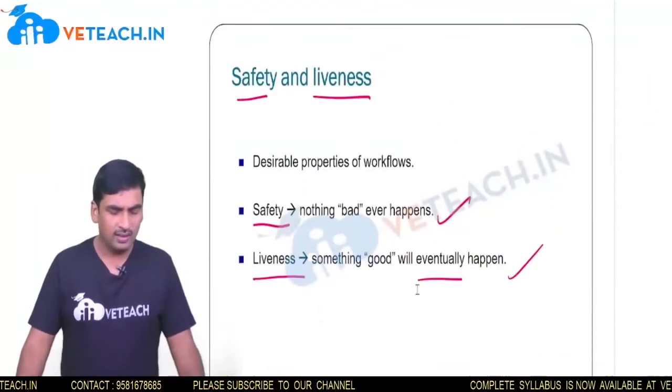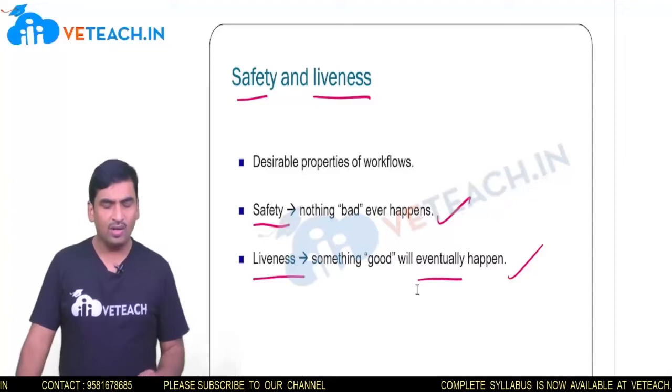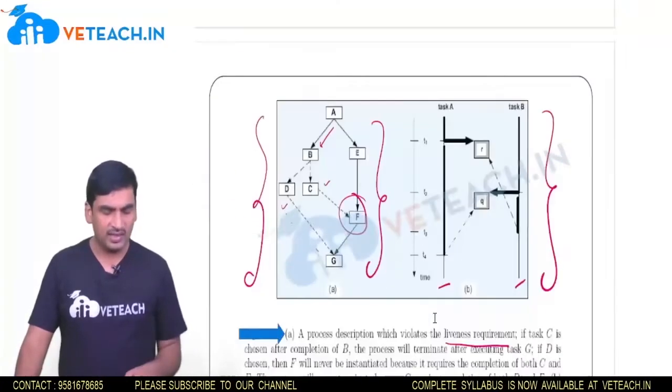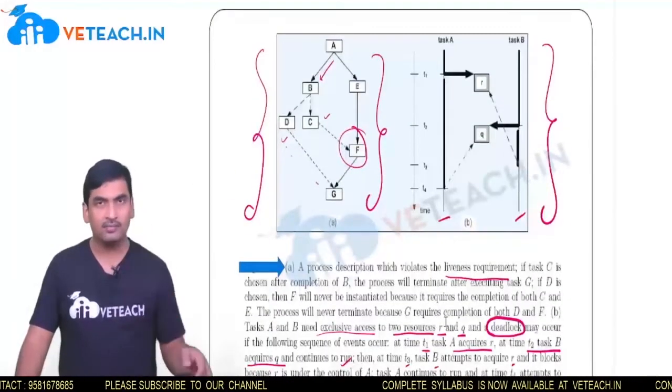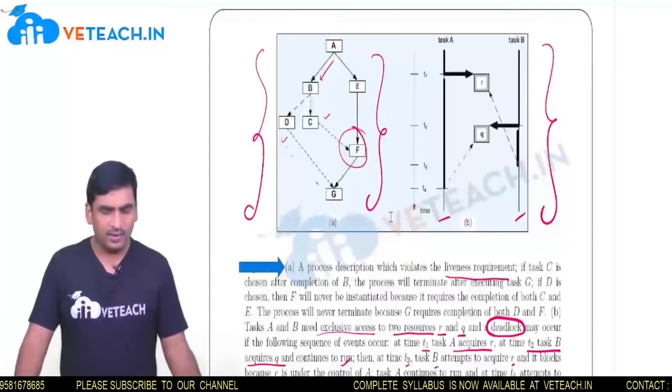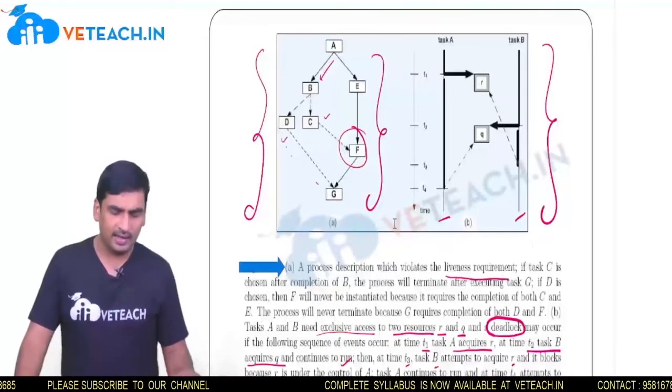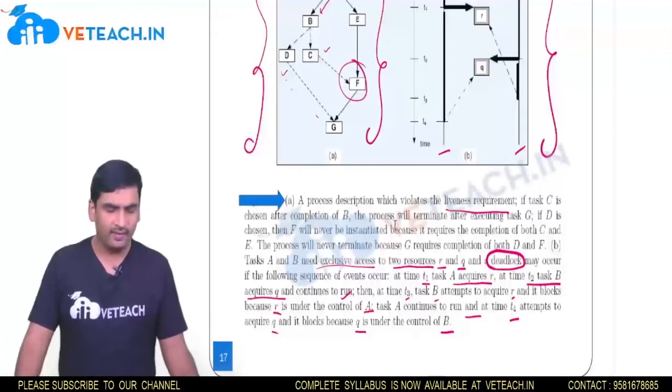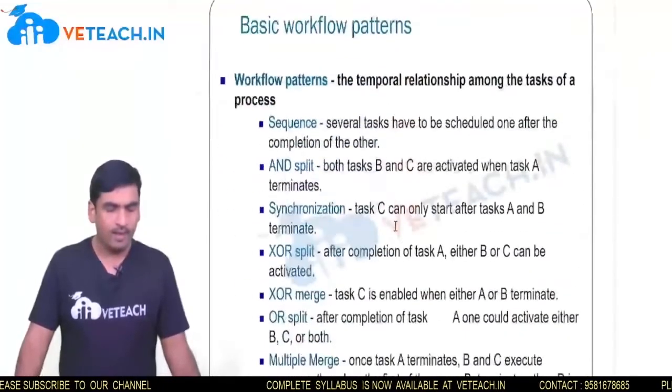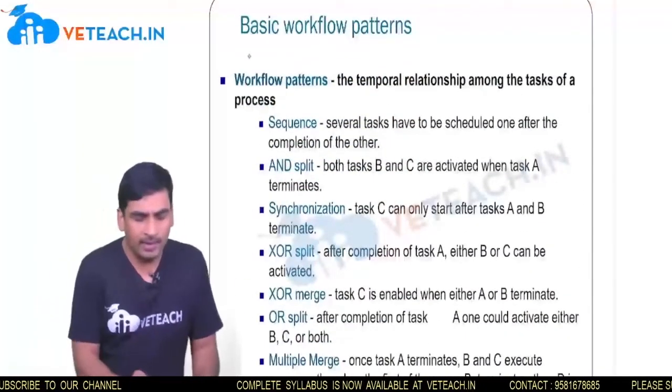So what is liveness? Something good will eventually happen. In this scenario, good is eventually happening but not regularly, and there is a possibility of failure. Next, we'll see the basic workflow patterns.